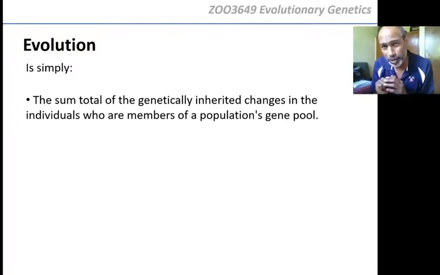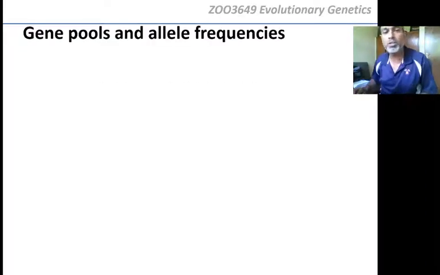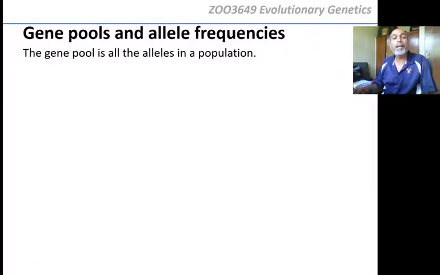It's very simple to measure evolution. You just look at the genes and their frequencies. All right, so it's not something that is just a theory. It can be measured. And when you can measure it, it becomes real. Okay, so that brings us to gene pools, and that brings us to allele frequencies.